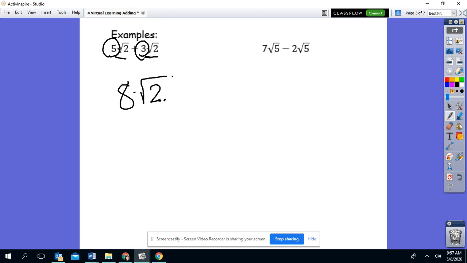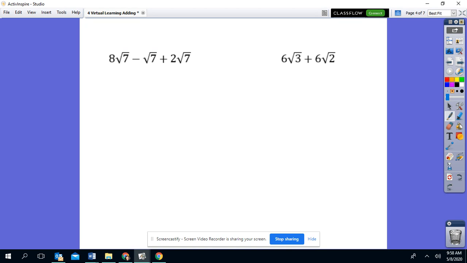7 times the square root of 5 minus 2 times the square root of 5. Well, again, we've got that same radicand, the square root of 5, so we can subtract the coefficients out front. We have 7 minus 2. So we just subtract 7 minus 2. We've got 5, and we still have the square root of 5 as our radicand number. Okay, and those are very simple ones. Most of the ones we work this week are not going to be quite so simple.